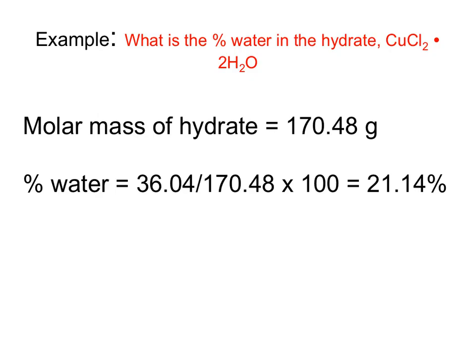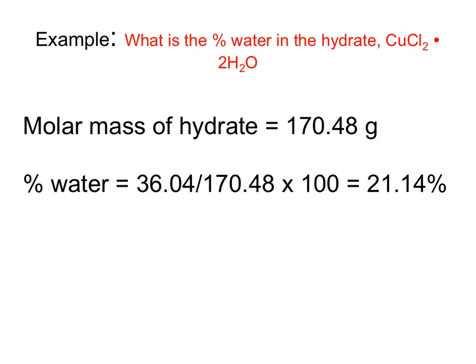We just talked about hydrates because it's very common to actually calculate the percentage of water found in a hydrate. So let's take a look at the example seen on this page, which is copper 2-chloride dihydrate, which has a molar mass of 170.48 grams.